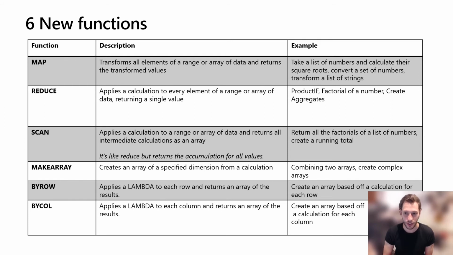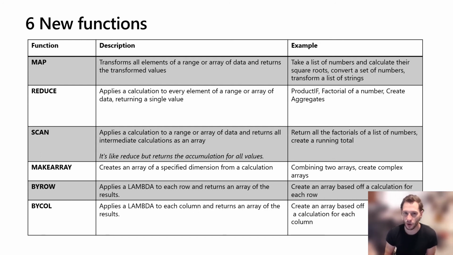First thing to cover is that we do have 6 new functions. I'm going to walk through one of these because there's an important concept that I think you need to understand from all of this. And then we'll switch over to some live demos, as I said, to show them in action. The 6 new functions we've introduced are MAP, REDUCE, SCAN, MAKEARRAY, BYROW, and BYCOL. Each has its own superpowers and its scenarios where you'll want to make use of them. Just a quick explanation on each of these.